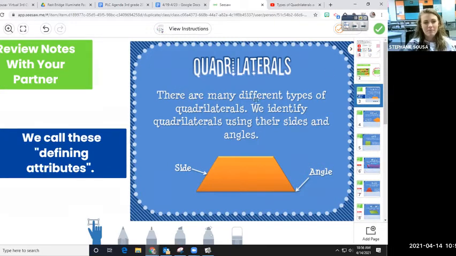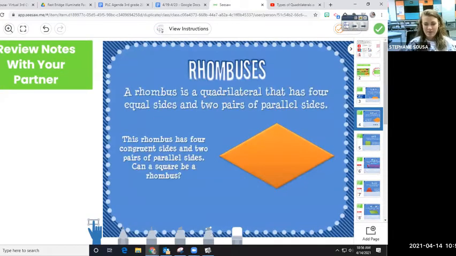Quadrilaterals. There are many different types of quadrilaterals. We identify quadrilaterals using their sides and angles. So, William, this is a side. It's like the edge or the line segment on a shape, and an angle is the corner or the point where that shape is. All right, William, you read slide 4 to me.